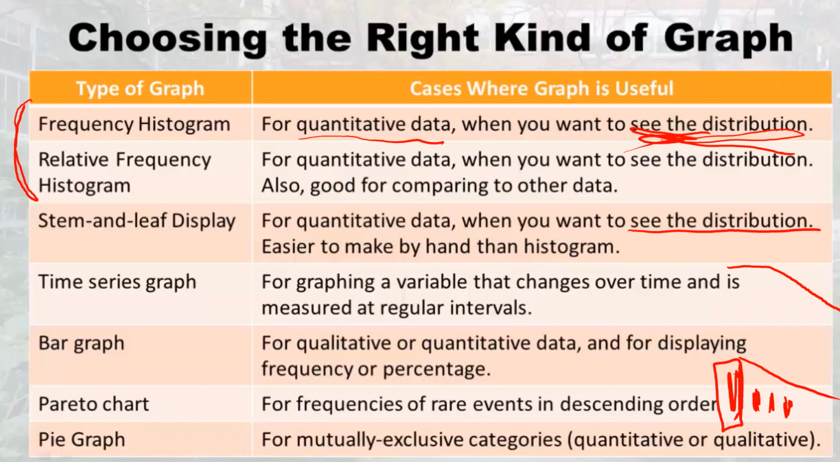Lastly, but not leastly, we have pie graphs, or pie charts. Now these can be used for quantitative or qualitative data, and remember, they're mutually exclusive categories. So if you ask questions where you're asking for a black or white type of answer, like just be direct with me, tell me yes or no, or tell me what your favorite color is, those types of questions are the ones that you use for your pie charts.